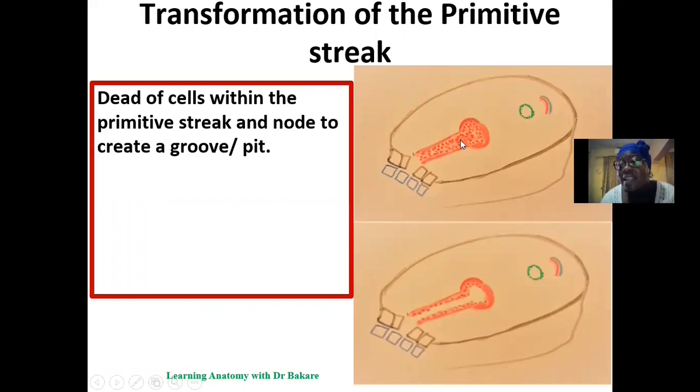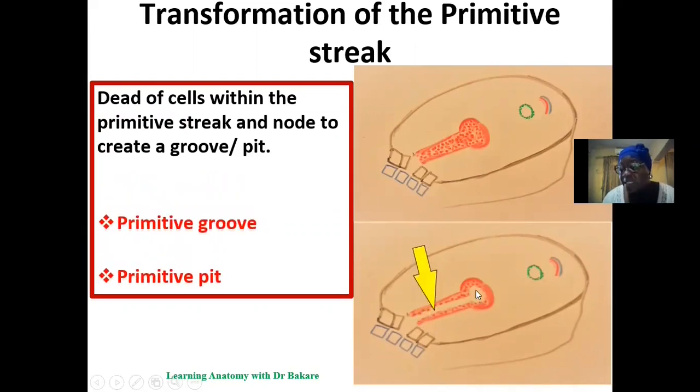There will be loss of cells located within the central part of the primitive streak. This is the primitive streak and this is the primitive node. So there's going to be the degeneration or loss of cells along this central part, so that there will be the creation of a groove or a channel through which cells can pass to go to other regions of the developing embryo. So we now have the formation of the primitive groove and the primitive pit.